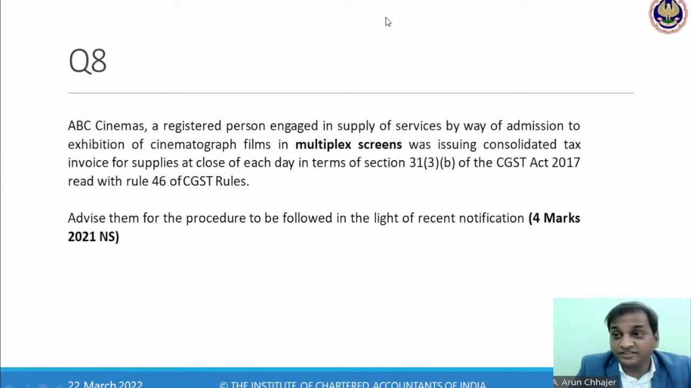They are not talking about single screen or multiple screen, multiplex theater. So when we are taking admission, when we go to watch the movie, they have to issue the individual invoice. They cannot issue the consolidated invoice.